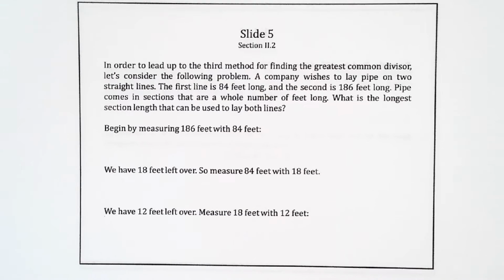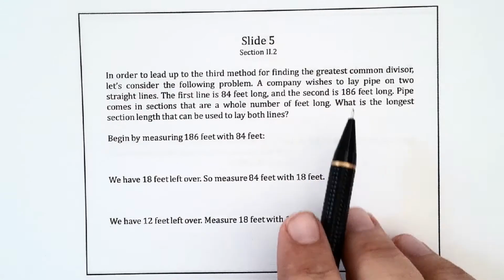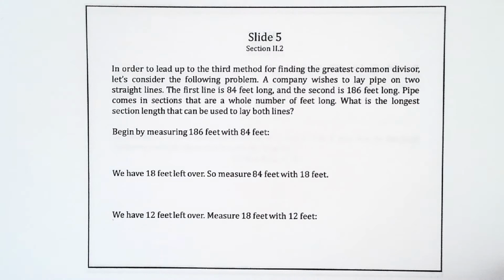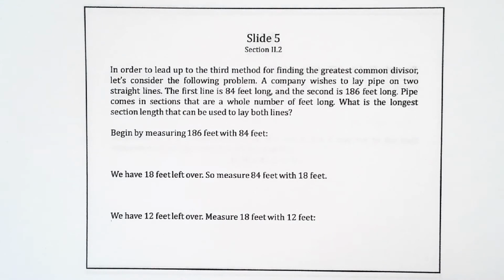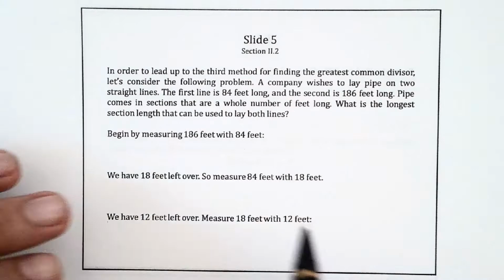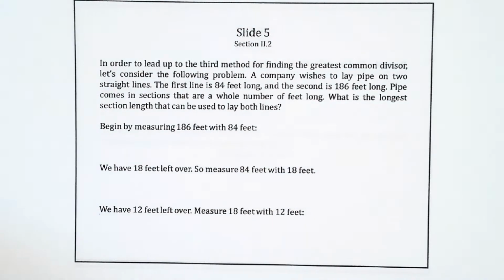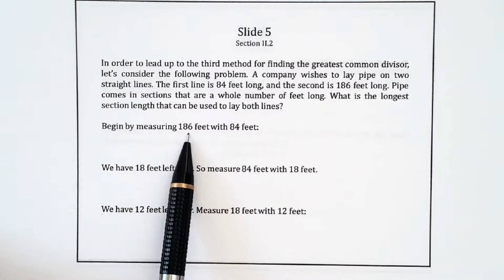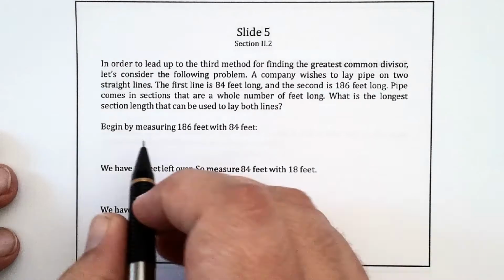So a company wishes to lay pipe in two straight lines. The first line is 84 feet long. The second is 186 feet long. Pipe comes in sections that are a whole number of feet long. What is the longest section length that can be used to lay both lines? So let's begin by measuring out the 186 feet with 84 feet. Suppose we use sections of length 84. Well, obviously, that wouldn't work for 186, but let's see how close we can get.